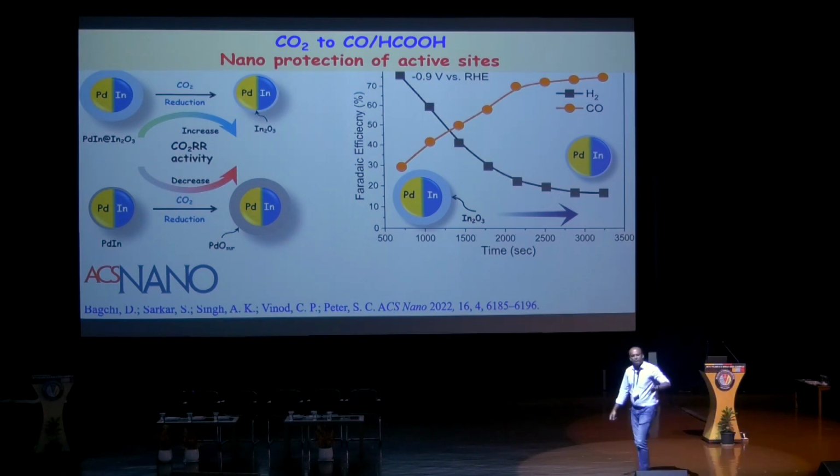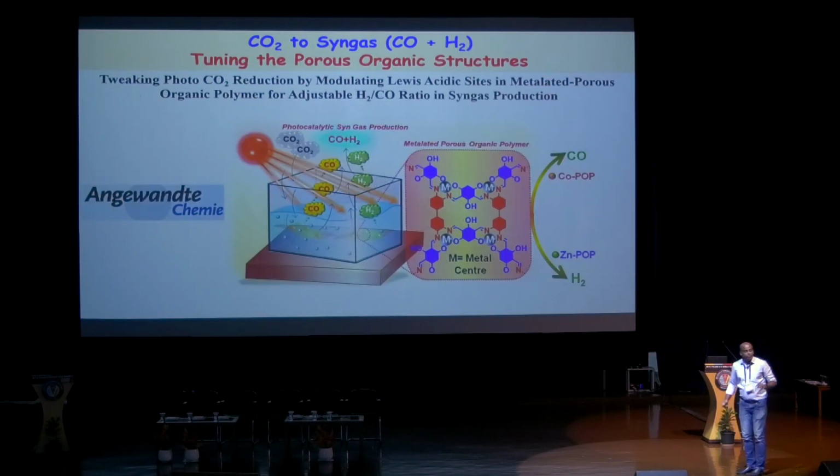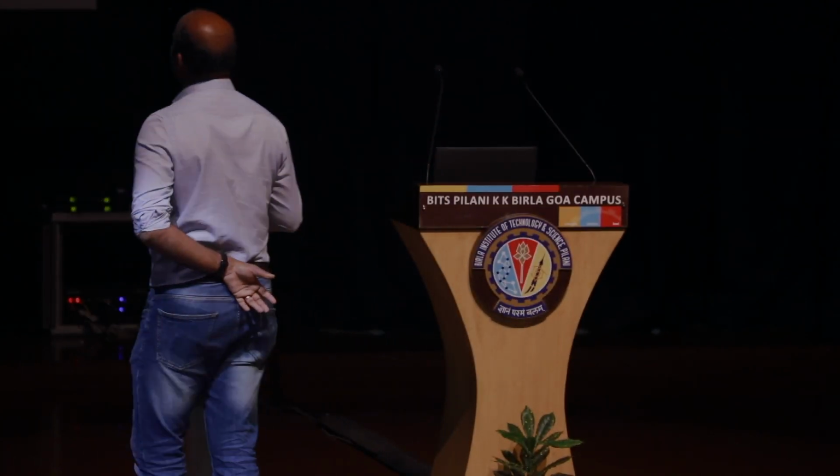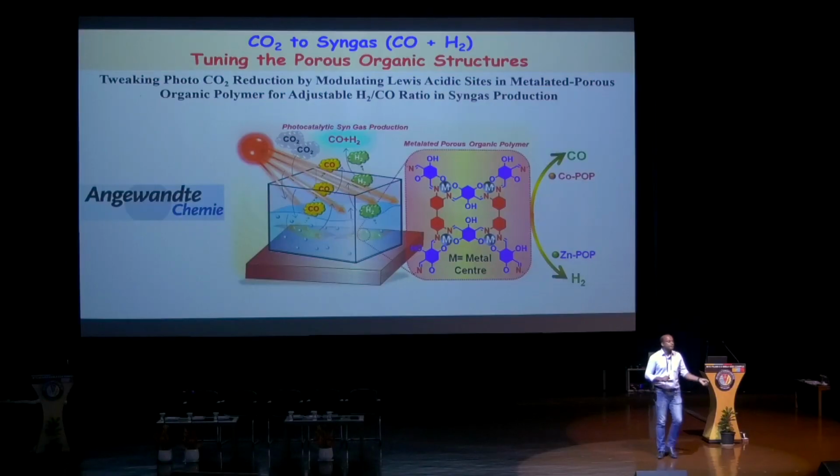It's not a great value. A Faraday efficiency of 100% has been reported for silver at a different particle size. Or if you want to make syngas, syngas is nothing but a standard synthetic fuel for the production of any hydrocarbon you can think about. But the trick is how to tune carbon monoxide to hydrogen to get the compound you are looking for. So here, this is very fundamental work. We designed this as a porous organic polymer with different metals. Cobalt favors hydrogen production, and zinc we are favoring for carbon monoxide formation.